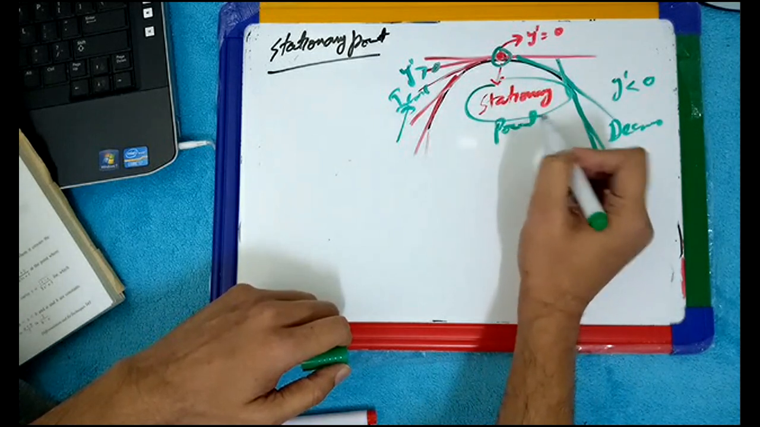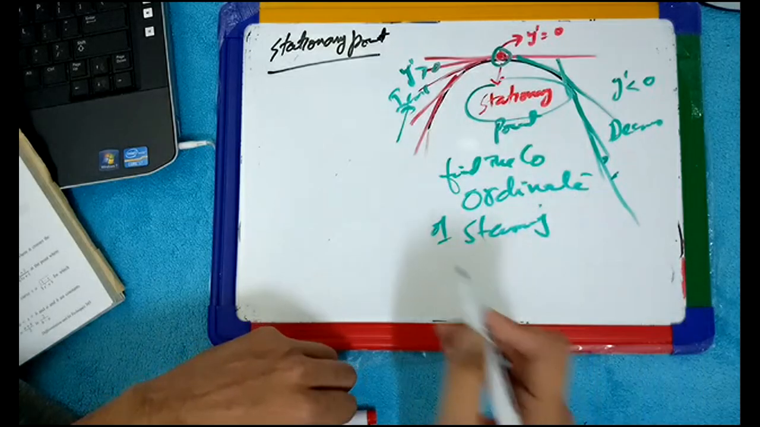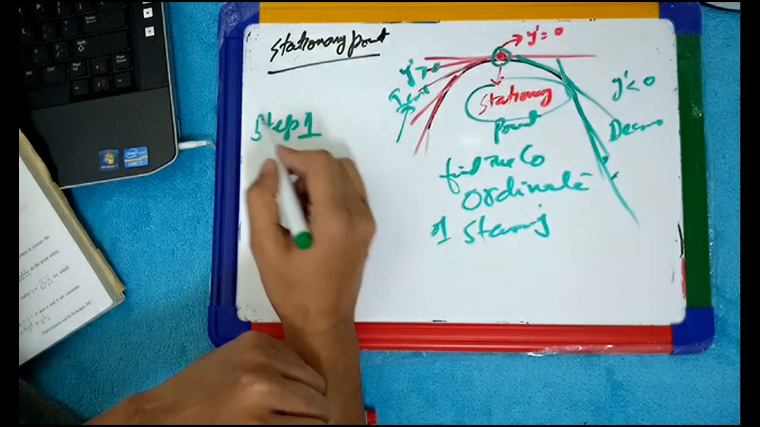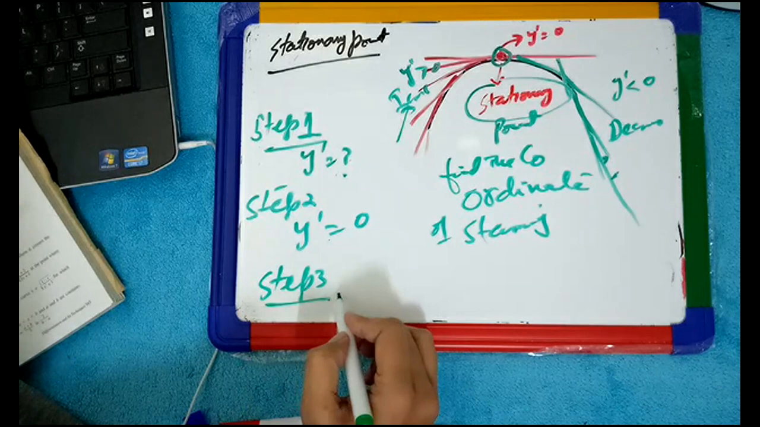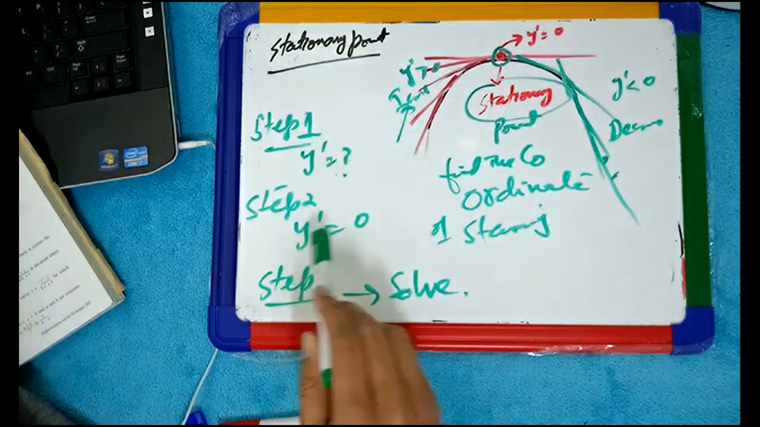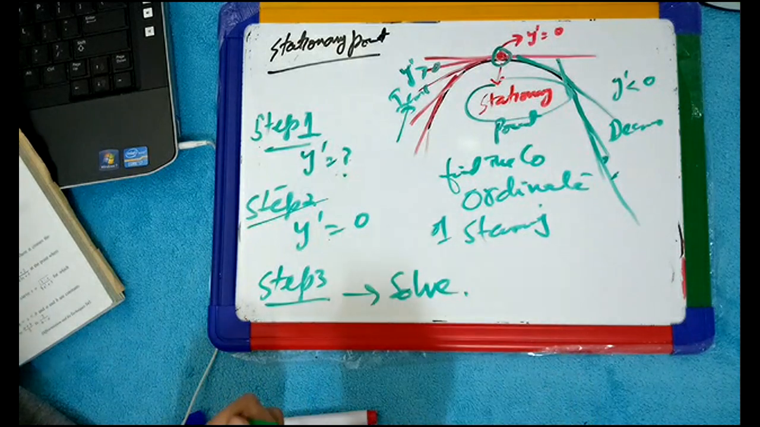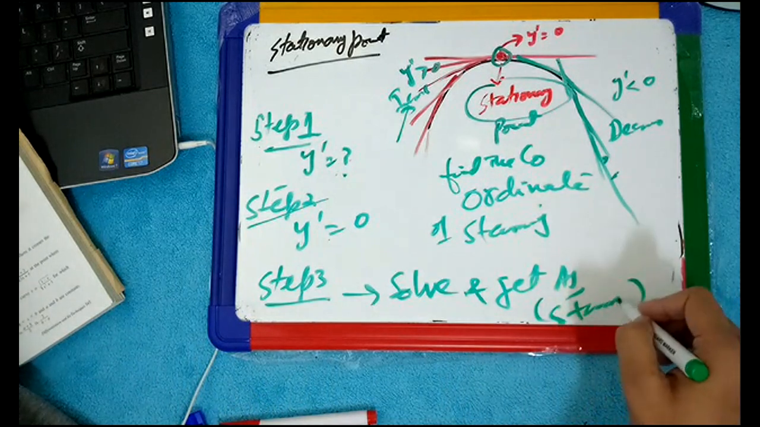Normally they say, find the coordinate of a stationary point. So what is your technique? Step one, you will calculate y dash. Step two, you will put y dash equal to zero. Then step three, you will solve and get the answer. Answer means you will get the stationary point. So first you calculate y dash, then put y dash equal to zero, and in the third step you solve and get the answer.